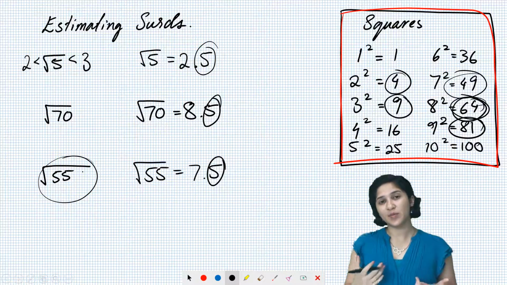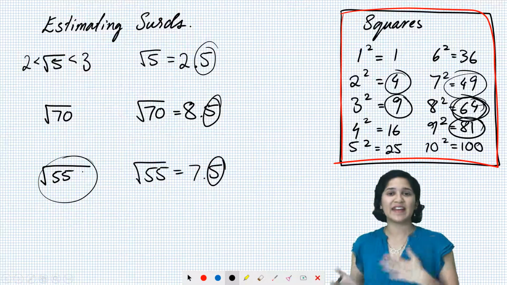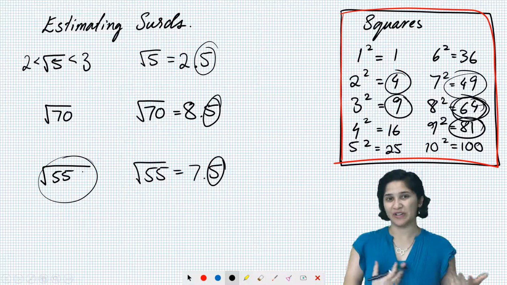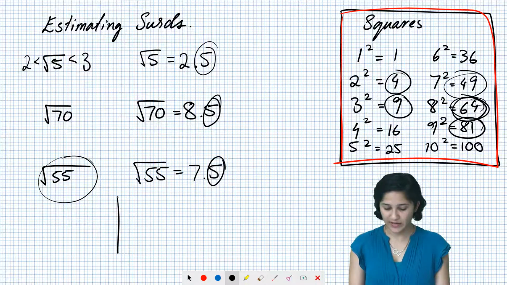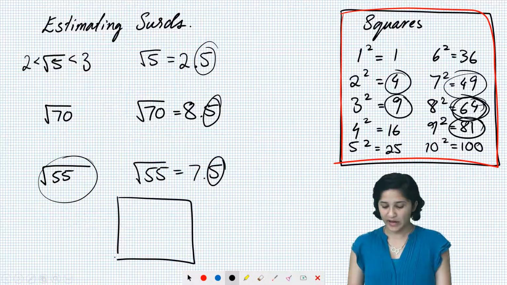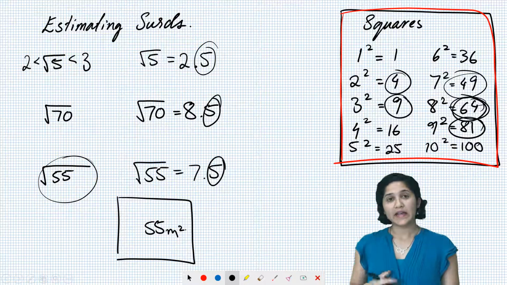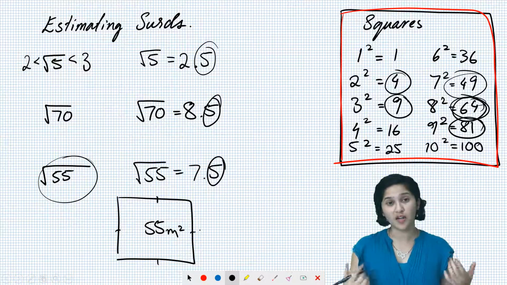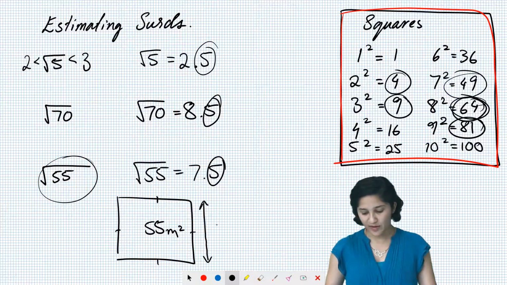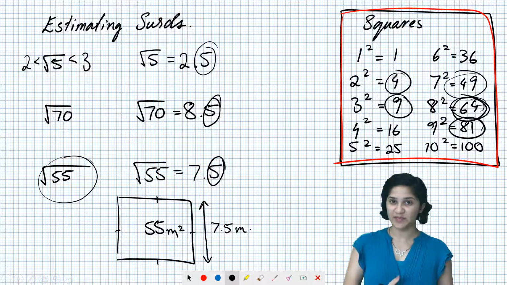But there are some cases where it's more useful to have an approximate value that we can make sense of than an exact value that we don't really know what it means. So for example, if I'm looking at a square and I know the area is 55 meters squared, it's more useful for me to know that the sides are approximately equal to 7.5 meters than knowing that they're exactly equal to square root 55 meters.